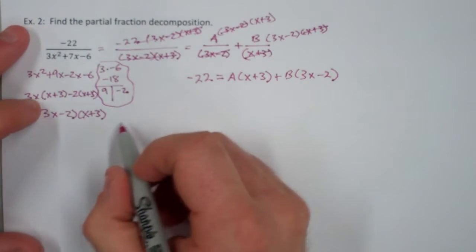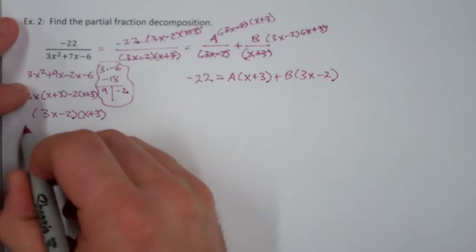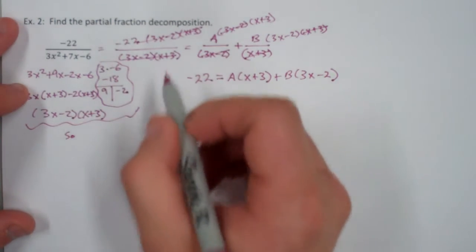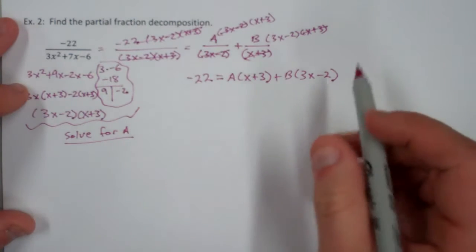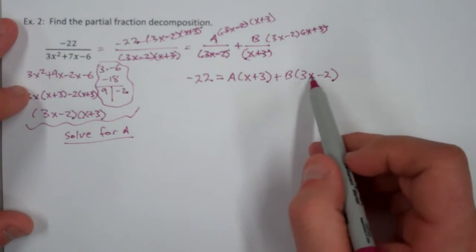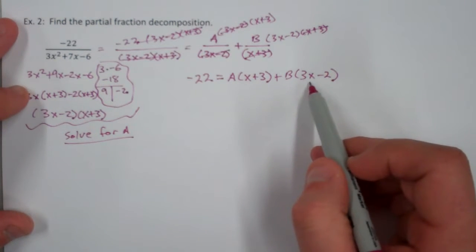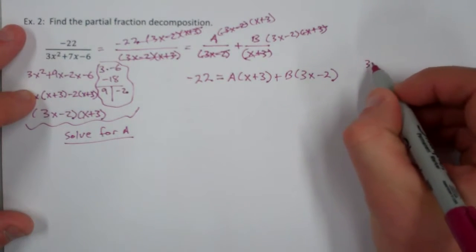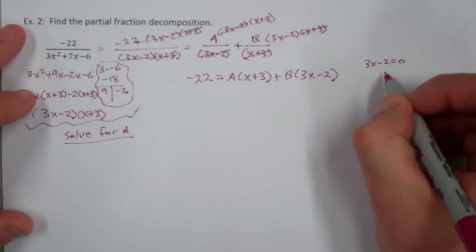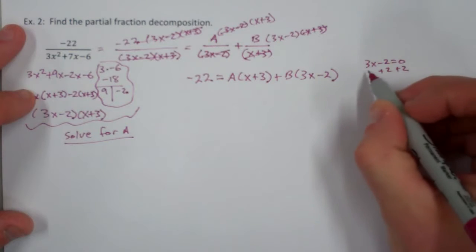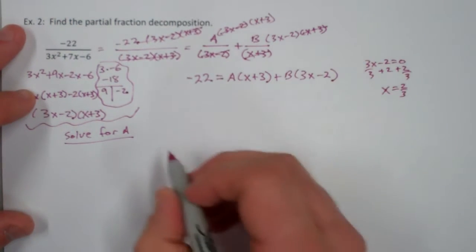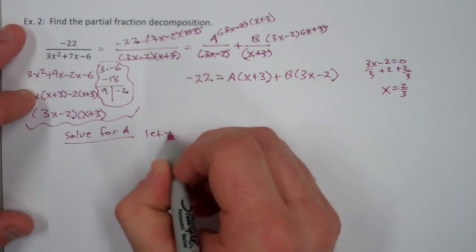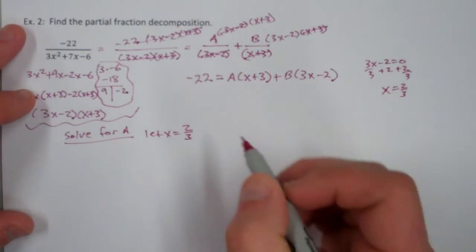Now let's solve for A. So that was just factoring the bottom. Alright, we want to pick a good value for x that makes this factor 0. To do that, you can just set 3x minus 2 equal to 0 if you're having trouble figuring out what that is. And so we can see here that x should be 2/3. So we're going to let x equal 2/3 for this one.